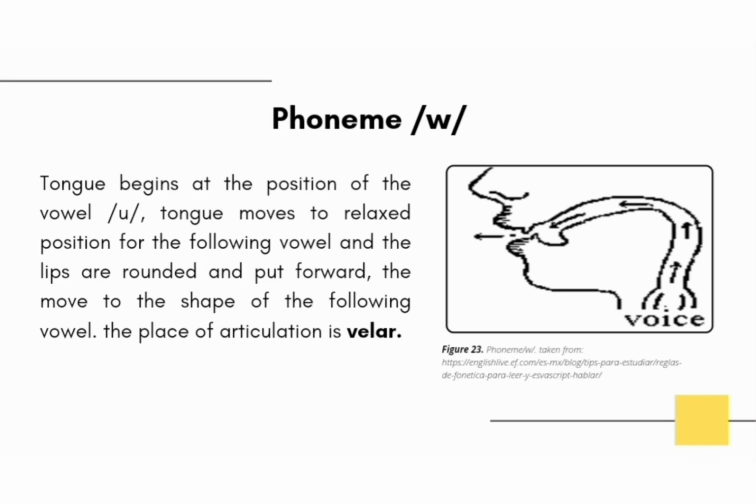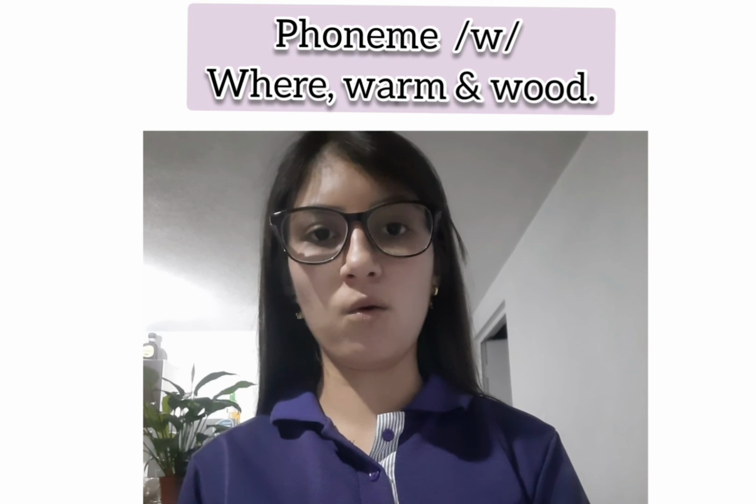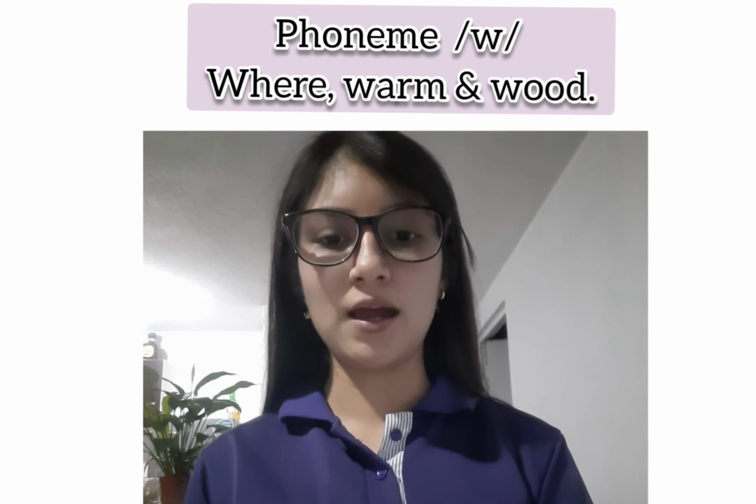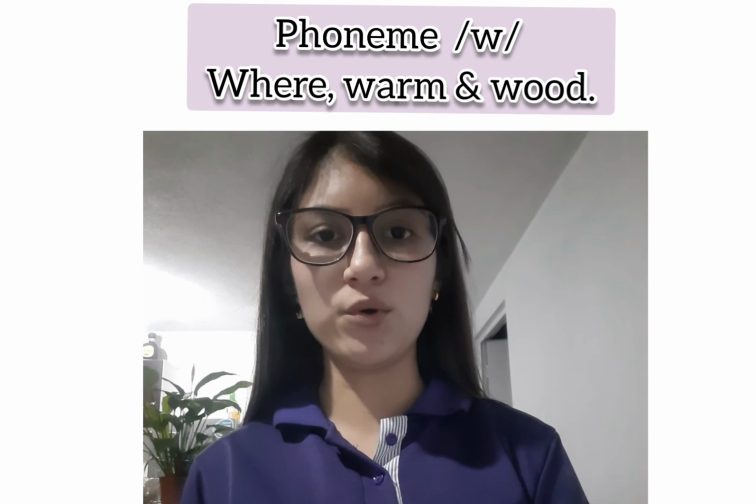The tongue begins at the position of the vowel /u/ and moves to the relaxed position of the following vowel, and the lips are rounded and put forward. The move changes to the shape of the following vowel. The place of articulation is velar. This phoneme sounds like /w/. For example: where, warm, and wood.